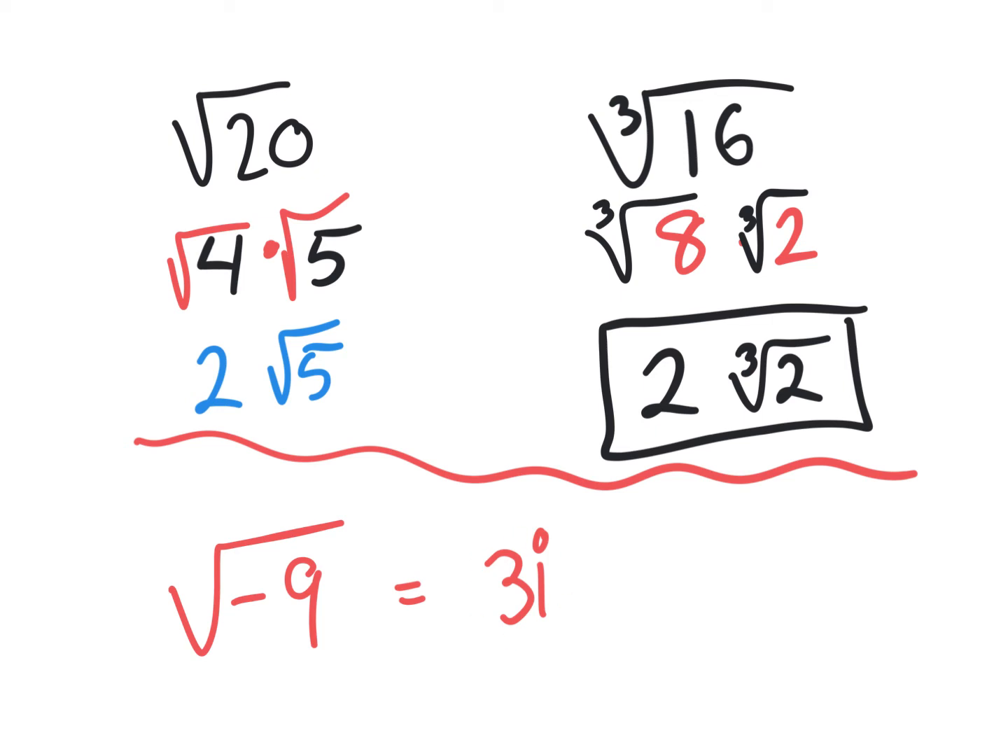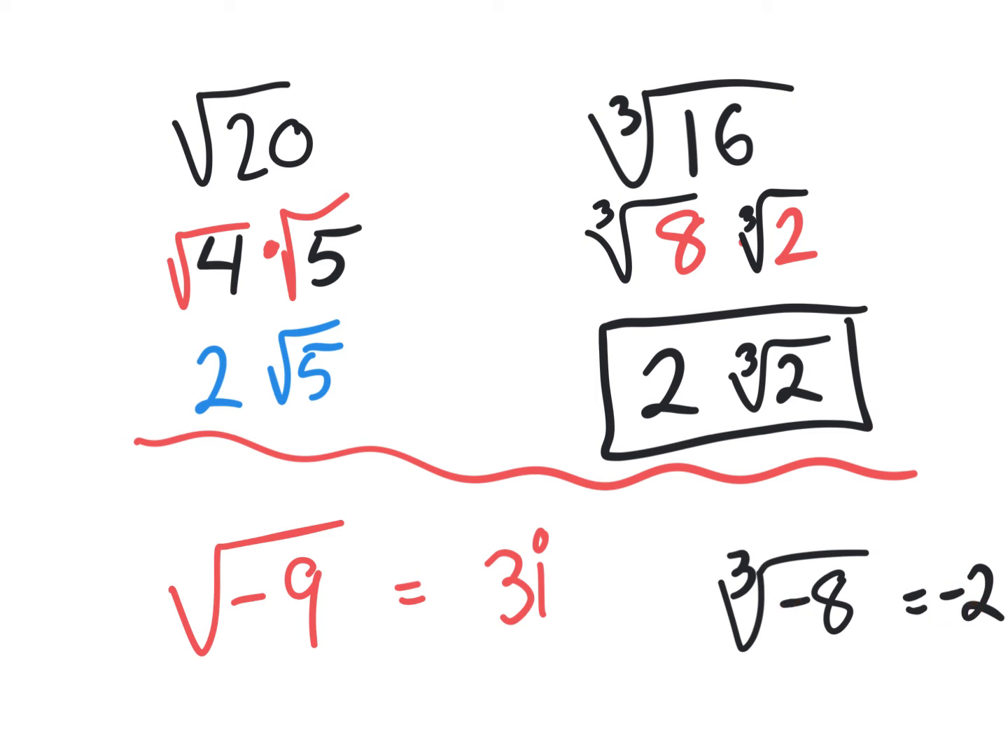Now compare that to, let's say, the cube root of negative 8. Some of you might think, oh, the answer is 2i. Wrong. It's not 2i, because the answer is actually negative 2. I mean, think about it. What number times itself 3 times will give you negative 8? That's negative 2 times negative 2, that's positive 4, times another negative 2. That'll actually give you a negative 8.